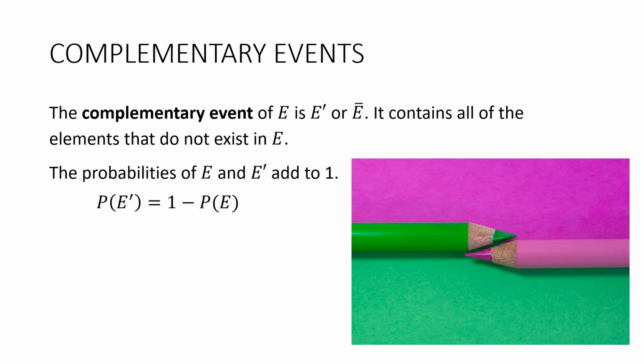And then finally for this lesson, we're going to talk about the complementary event. The complementary event of E, we can either write as E with an apostrophe next to it, we actually call this a grave, or E with a line over the top. And you're going to see both notations depending on the textbook. The complementary event contains all the elements that don't exist in E. And here's the thing, the probabilities of E and its complement must add to 1. And we quite often use this formula. The probability of the complementary event must be equal to 1, take away the probability of the event itself.